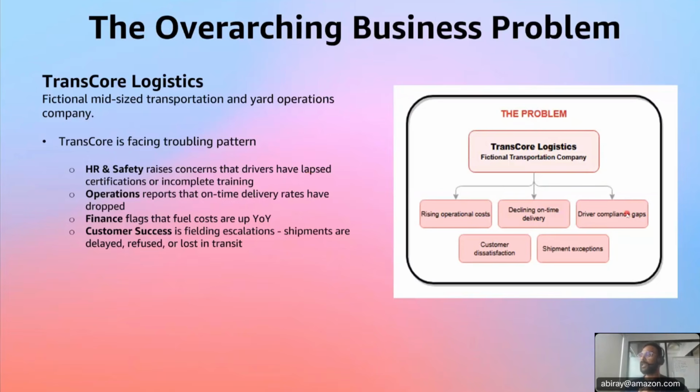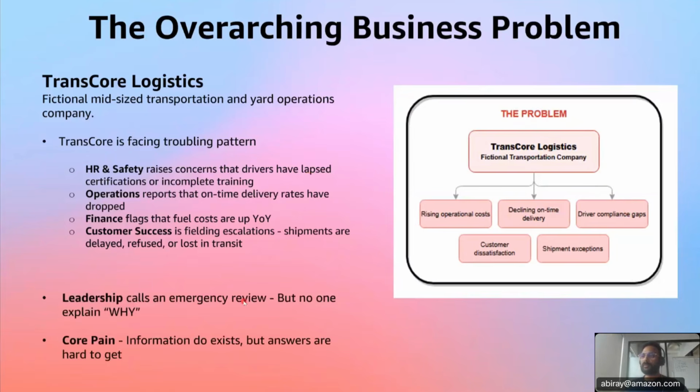Seeing these 3 big problems that the company is facing, leadership calls for an emergency review. But no one can explain why it is happening. Getting to why is a big challenge for the company now. So imagine you are a VP and every time you ask for answers, someone says, give me a week to analyze. This is so frustrating, right? Why can't we get the answers faster?